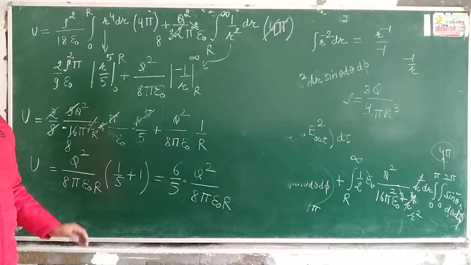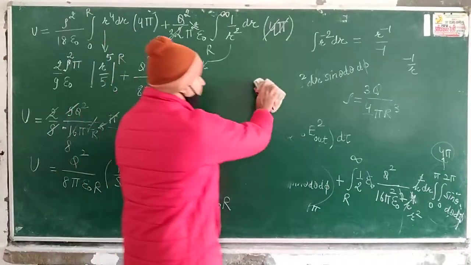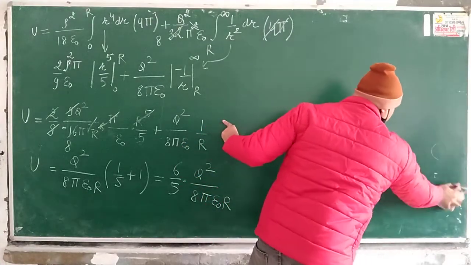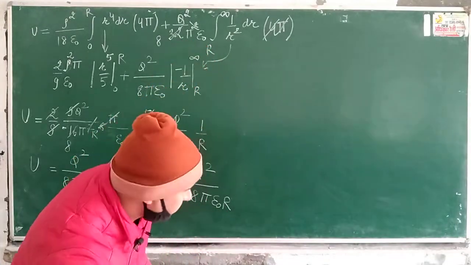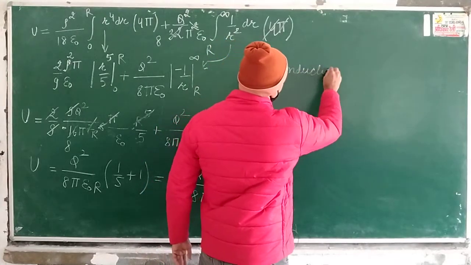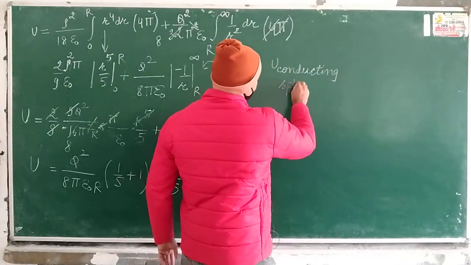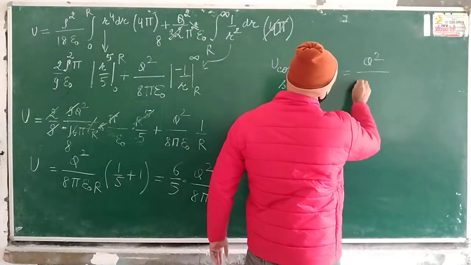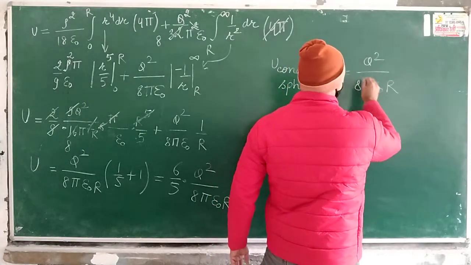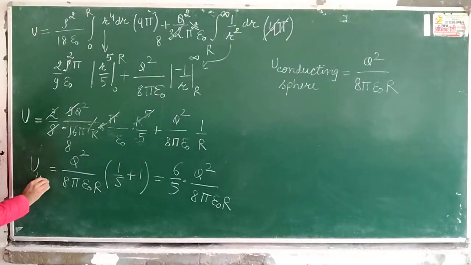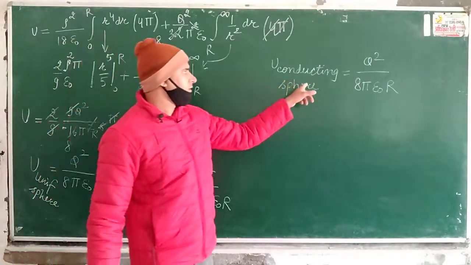Okay, and if you compare this relation with that of a conducting sphere, in the previous topic we have calculated the self energy of a uniformly charged conducting sphere. So in case of a conducting sphere, we got the result q square by 8 pi epsilon node into r. Okay, so if we compare the self energy of a uniformly charged sphere and that of a conducting sphere, now see what is the difference.